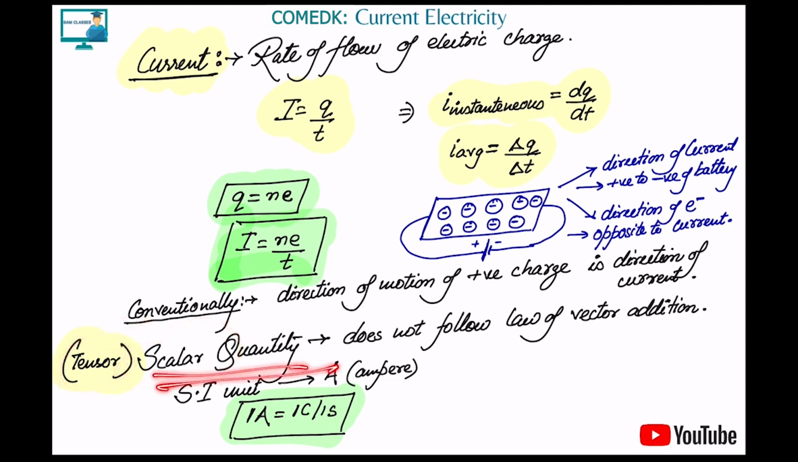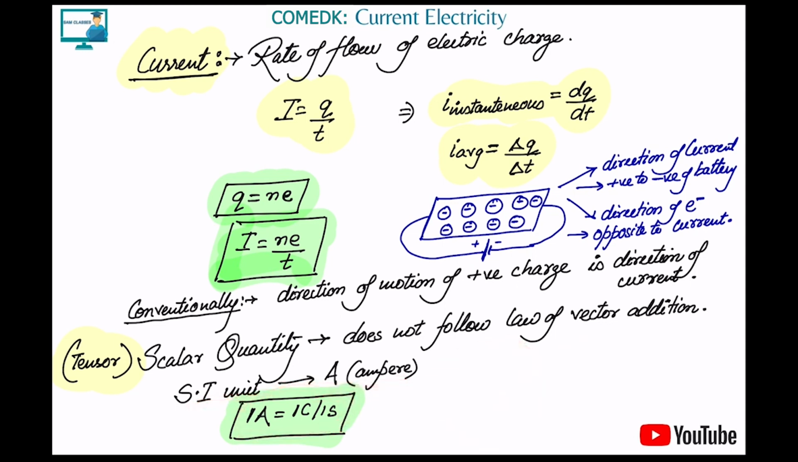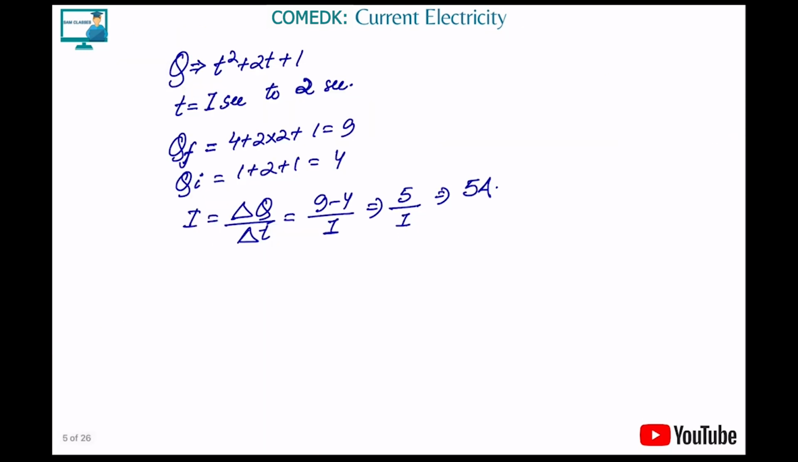SI unit: ampere. So 1 ampere is nothing but 1 coulomb per second. What is 1 ampere? Flow of 1 coulomb charge in 1 second. That's it.